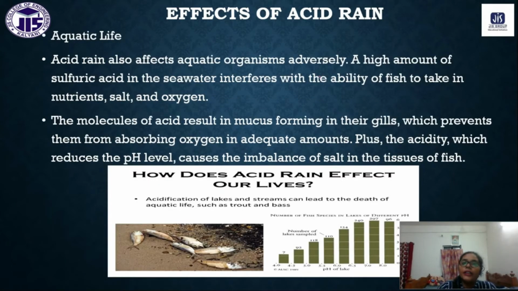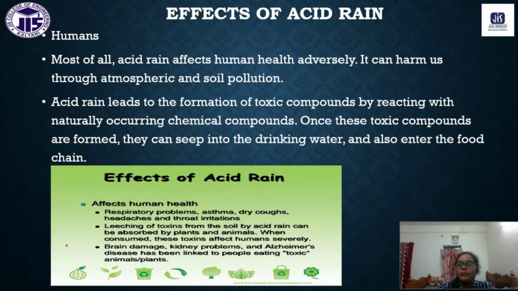Now for the aquatic life, what will happen is, if the acidity increases, it results in mucus forming in their gills, which prevents them from absorbing oxygen from the water, and that is very harmful for them. For humans also, we can have respiratory problems, asthma, dry cough, headache, and throat irritation. All this is caused by the presence of the acid medium in our rainwater. So these are all the effects of acid rain.